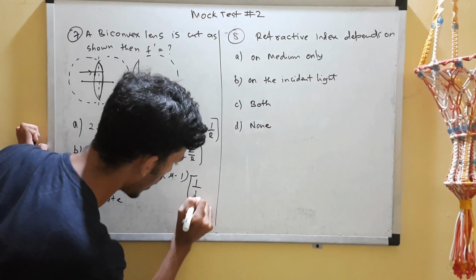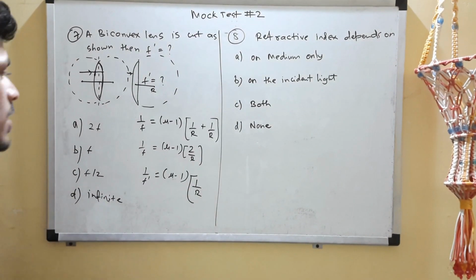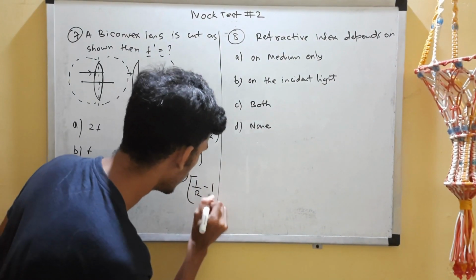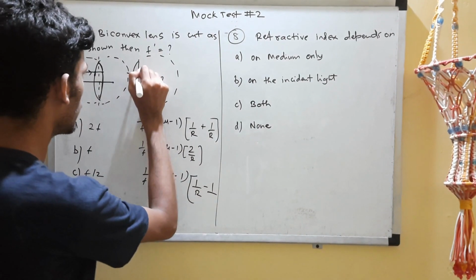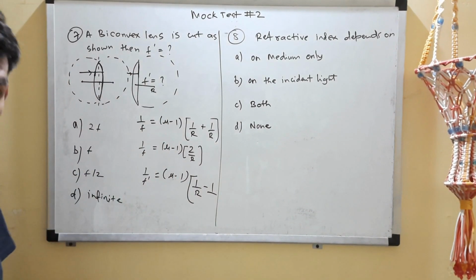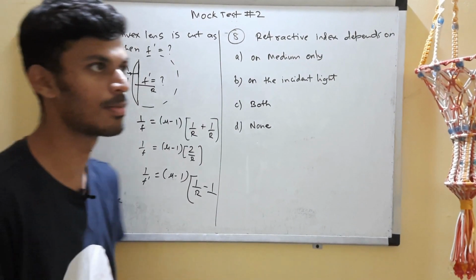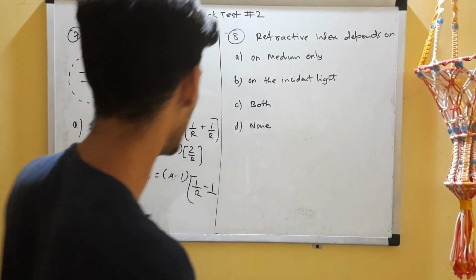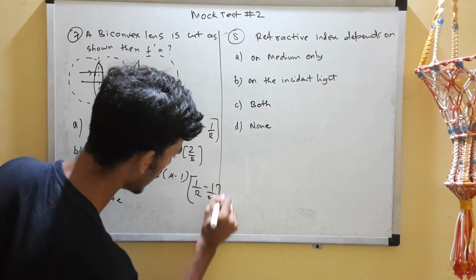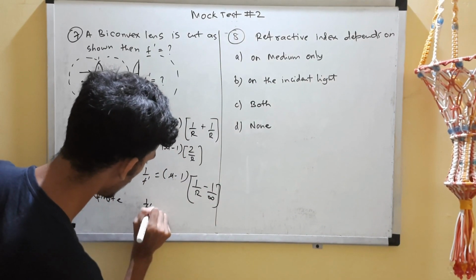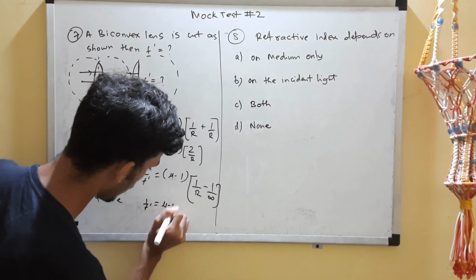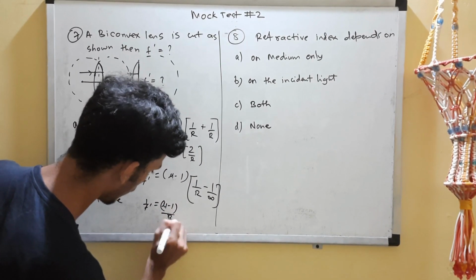So 1 upon r, and that is plus in the direction of the incident ray, and minus for the other surface. The second surface is a plane surface, and the radius of the plane surface is infinity, right? So 1 upon infinity is 0. So 1 upon f dash is (mu minus 1) into 1 upon r, right?